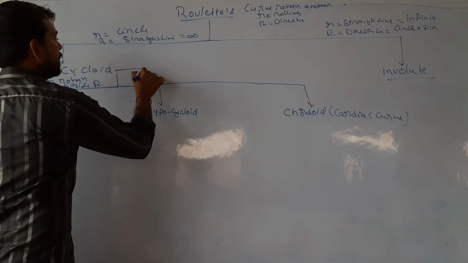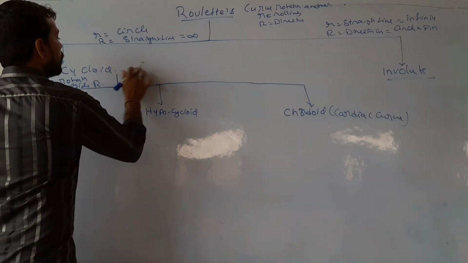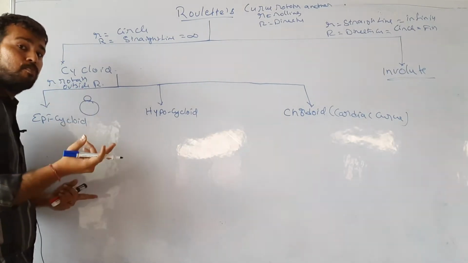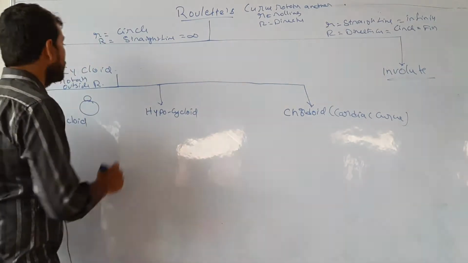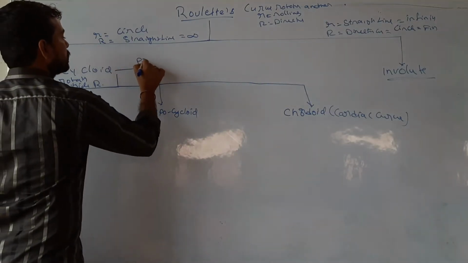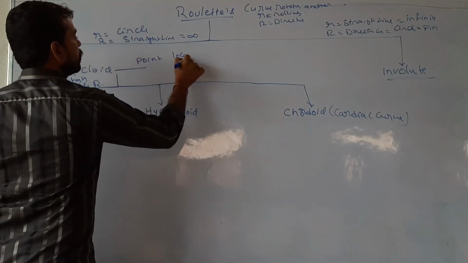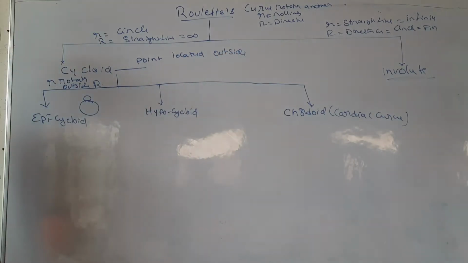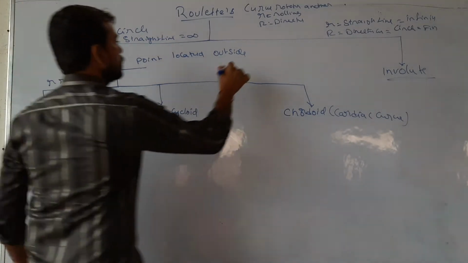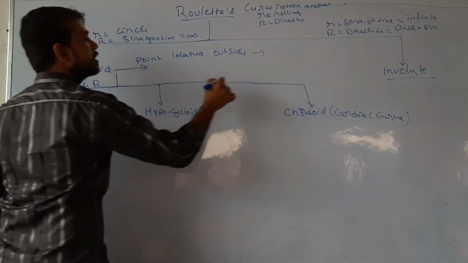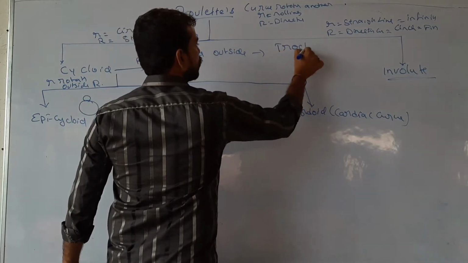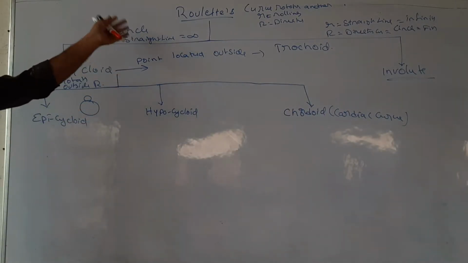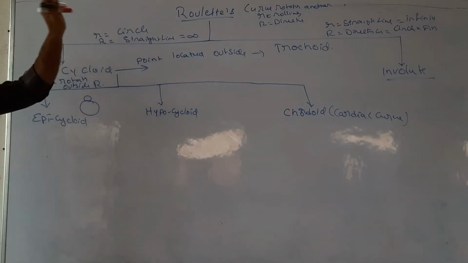This is all about the orientation of the curves, but according to the orientation of the point, they are different. If the point locates outside, then in cycloid, what will you get? Trochoid, either outside or inside. If it is not on the circumference, you will get trochoid.